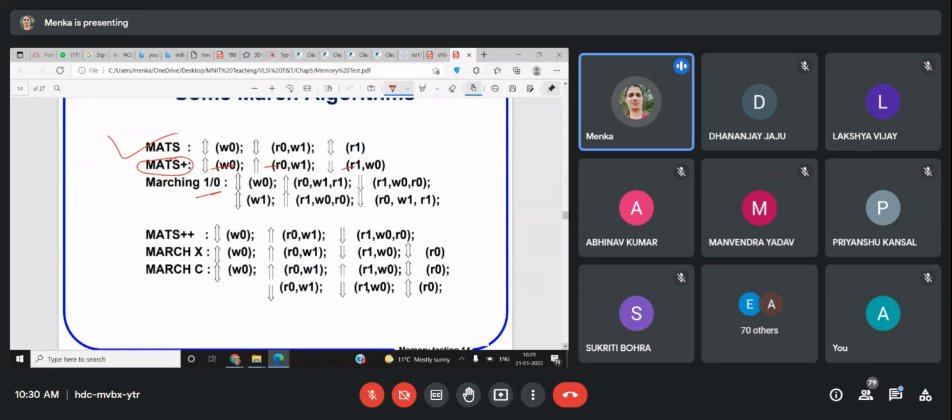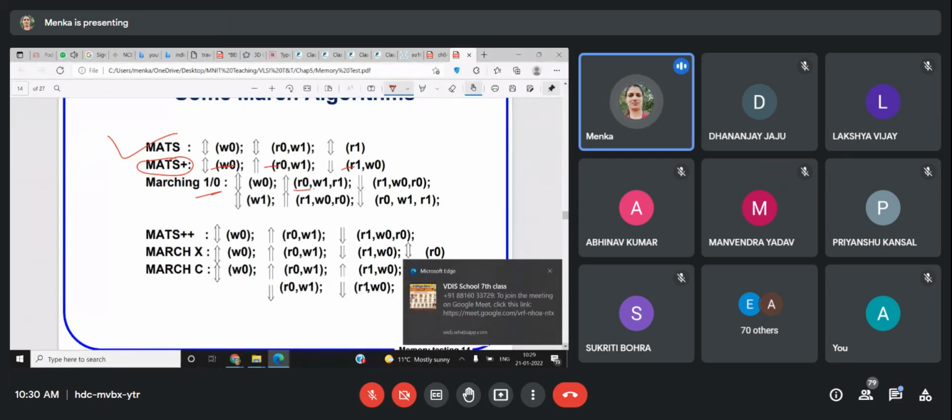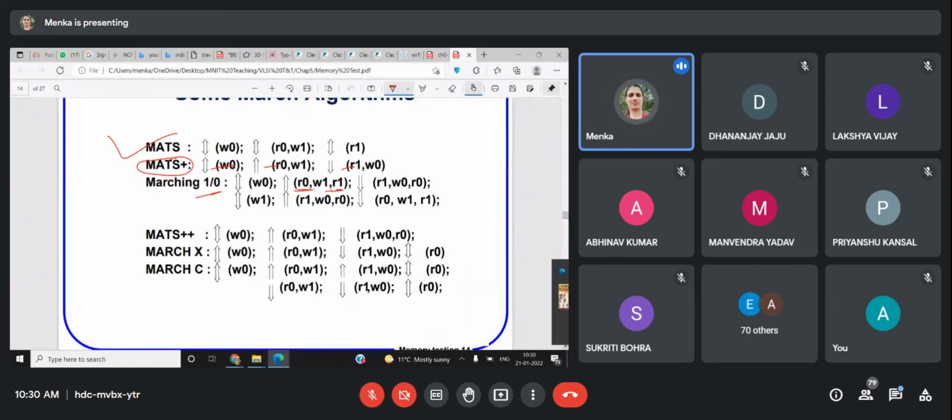So you are reading 0, then writing 1. In the same cycle, you are going to read 1. Then downside, you are reading 1, which was written earlier over here. So with the help of this read 1 and this read 1, the read is taken in both ways, and with the help of this, the read 0 is taken in both ways. So this is similar to your MATS algorithm.